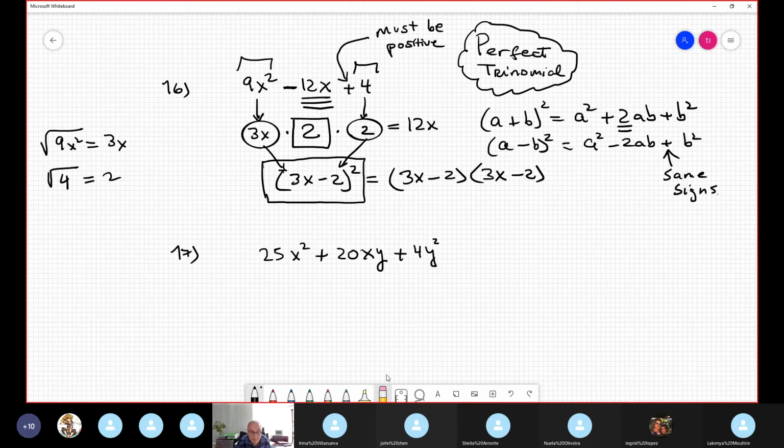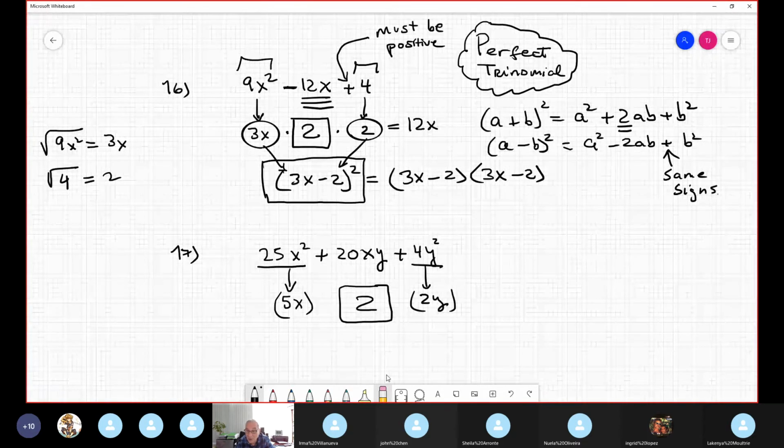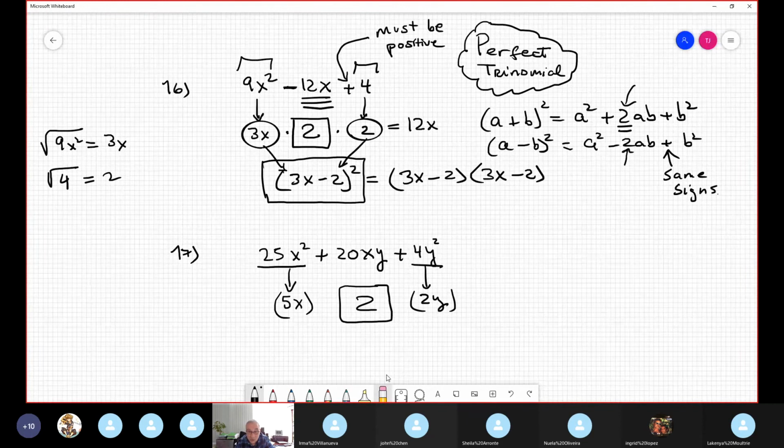Well, now the second one, number 17, is another typical example because the clue is that 25 and 4 are perfect square numbers. The square root of this is 5x, and the square root of this is 2y. And when you multiply 5x times 2y times the additional 2, do you understand where I come from? You get 20xy. It's exactly the same as the middle term.